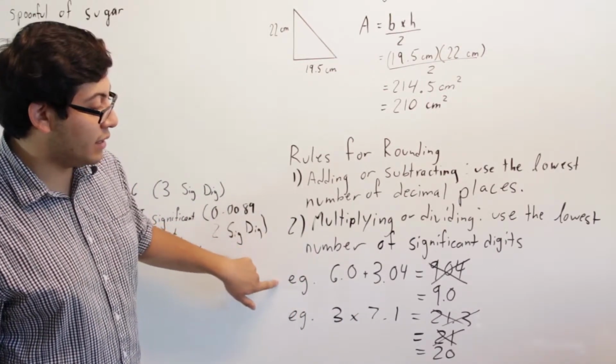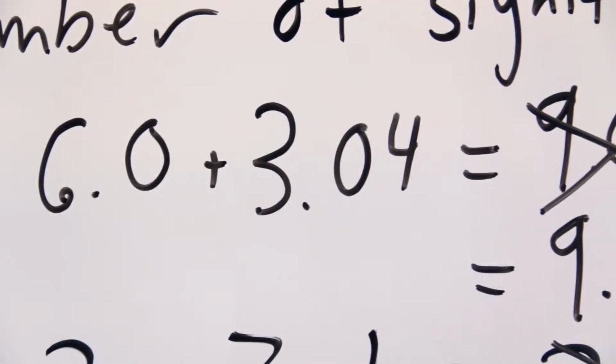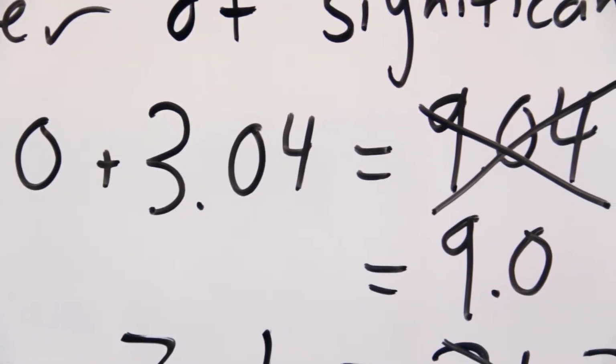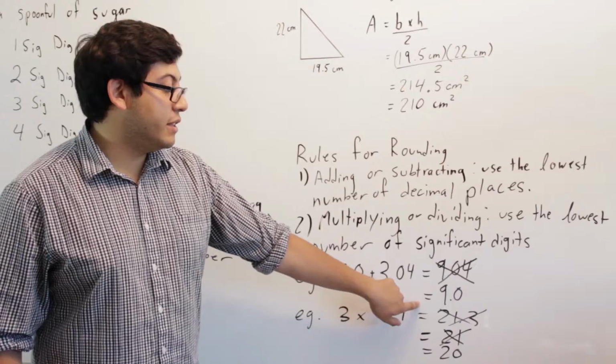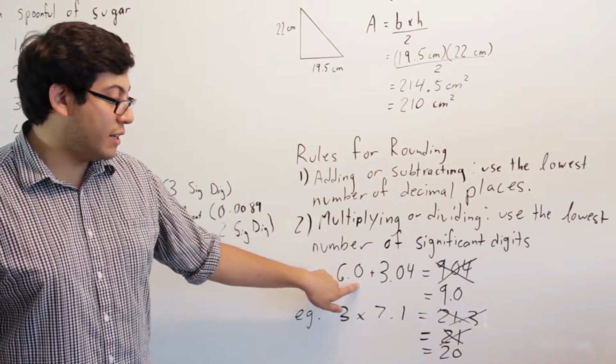So when we're adding or subtracting, such as the case with 6.0 plus 3.04, the answer is not 9.04, even though mathematically that is correct. If we round properly, it should be 9.0 because the lowest number of decimal places is only 1 decimal place.